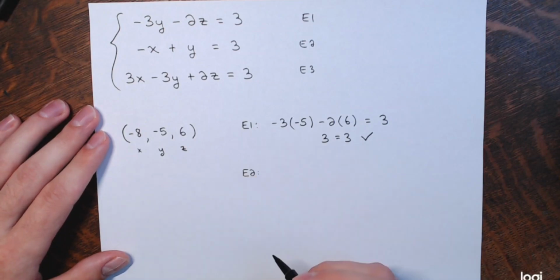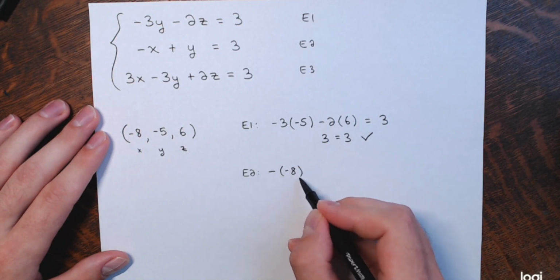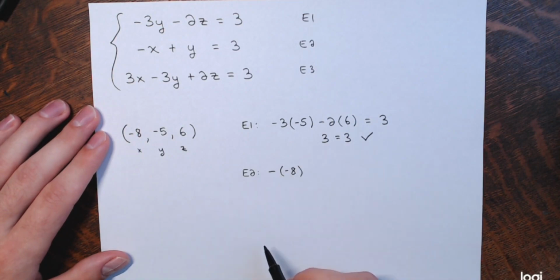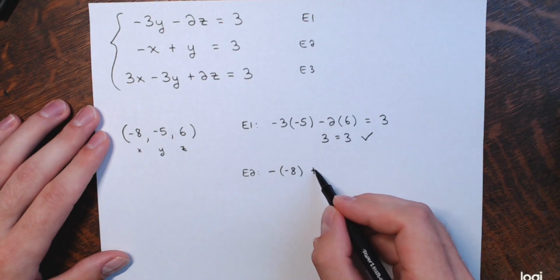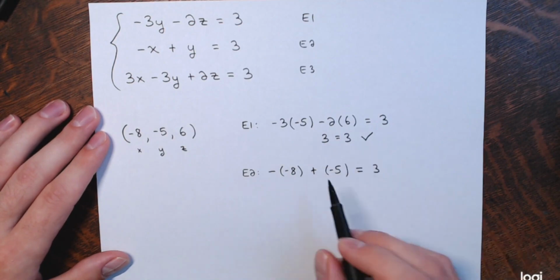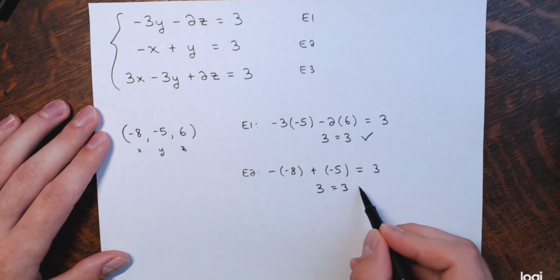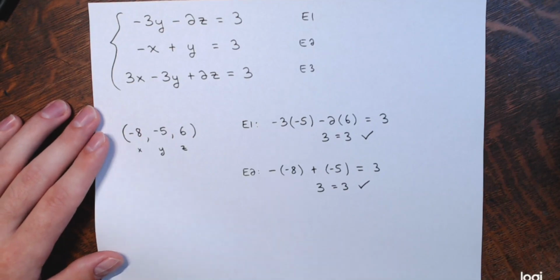Equation 2. We have -x, so the opposite of -8. -1 times -8, that'll be +8 eventually. Plus y, right, so plus -5. Is this equal to 3? Well, that's 8 plus -5, that is indeed 3. We get 3 equals 3 again. Check on that. So far, so good.